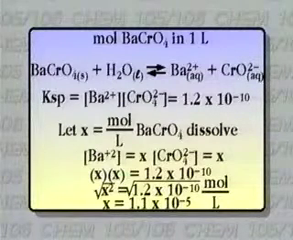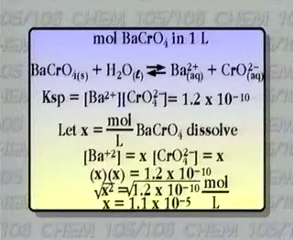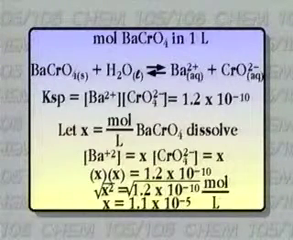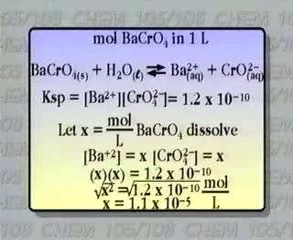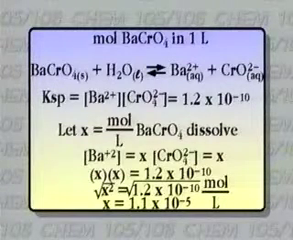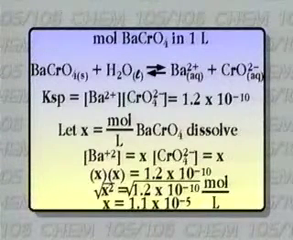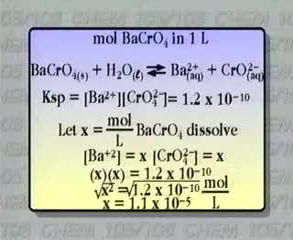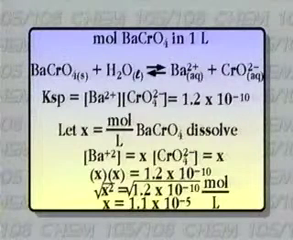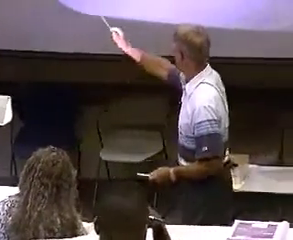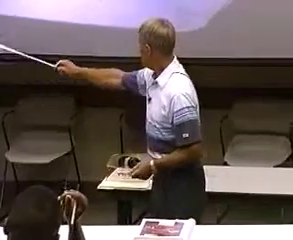One of the things I suggested at the beginning of the course is that you have a calculator that has a square root function on it and a square function on it, and here's one of the places where we're finally going to get to use it. X is equal to 1.1 times 10 to the minus 5 moles per liter, and that is the answer to our question. Our question was, how many moles will dissolve in 1 liter? X is moles per liter.